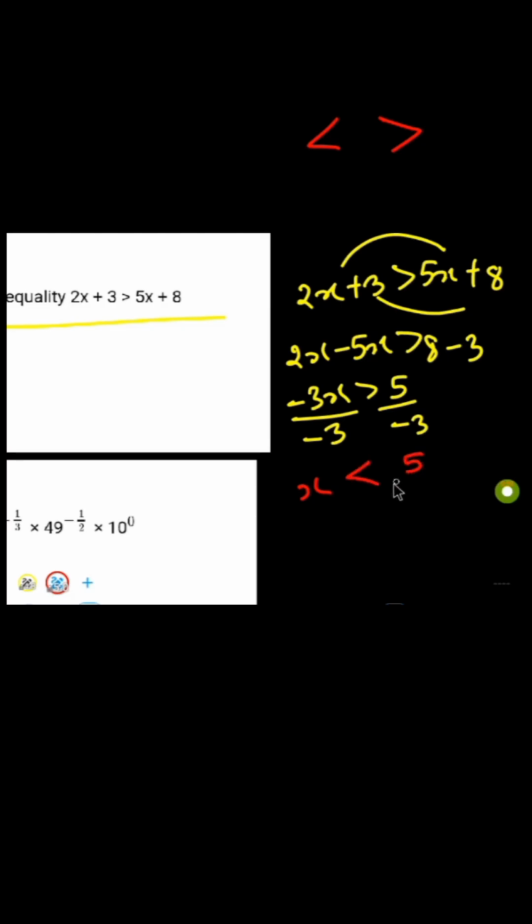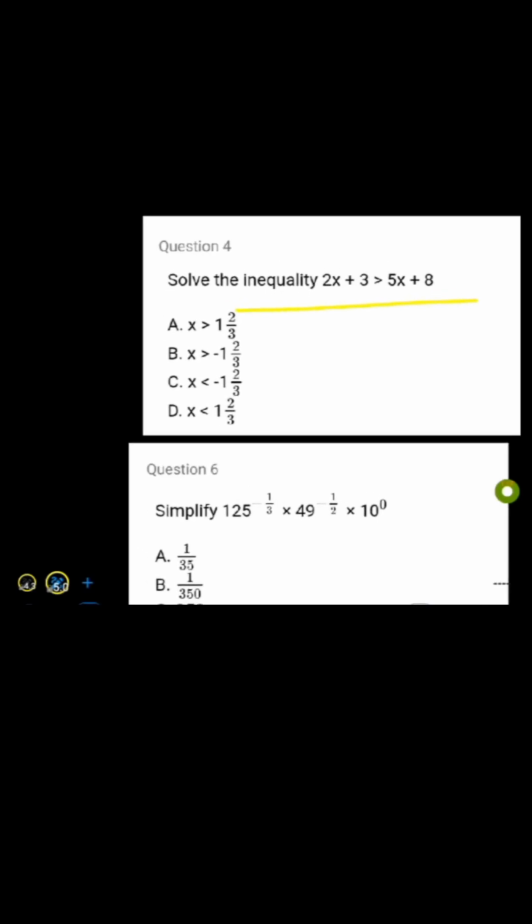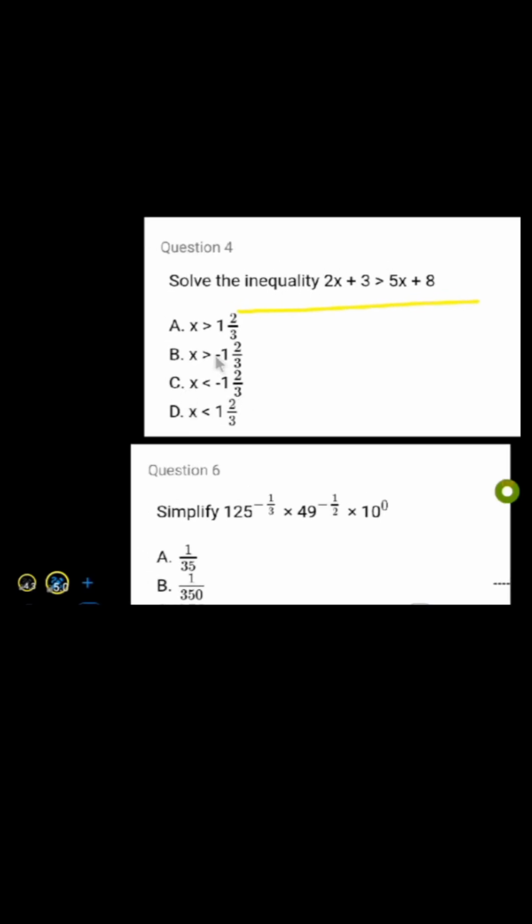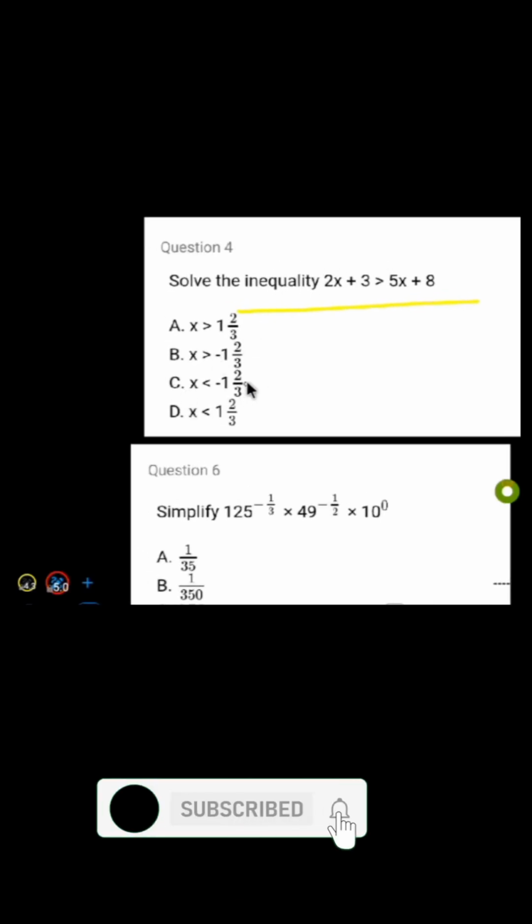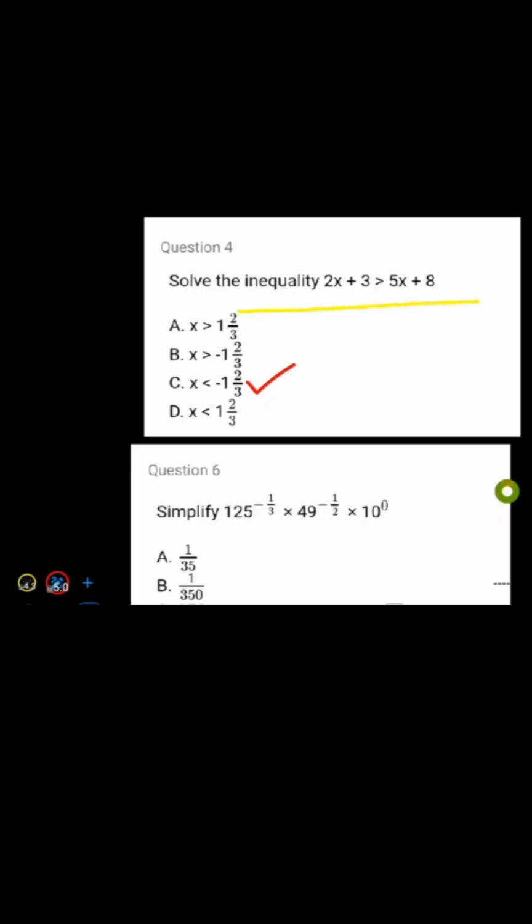Then I have 5 over minus 3. So you can just put this in mixed fraction. That will give you x less than minus 1 and 2 over 3. That is because 3 can go in 5 once, then remain 2 over 3. So just look for this in the options, x less than minus 1 and 2 over 3. So we check very well. That is option C. Okay, let's check the second one.